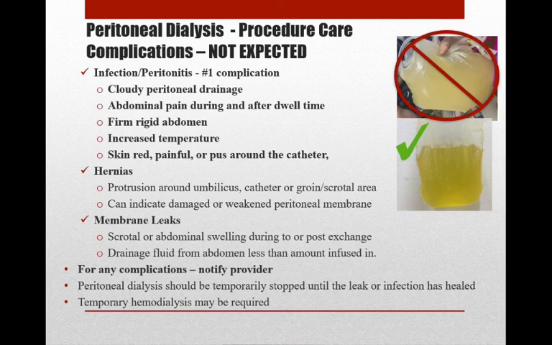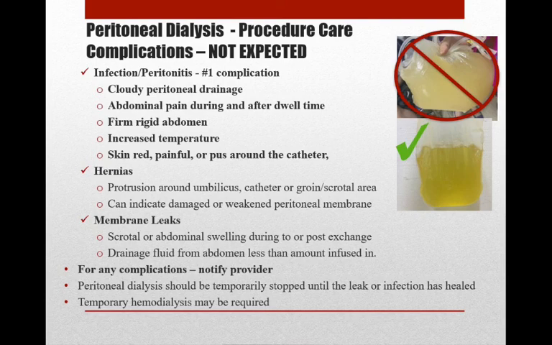So increased temperature, skin red, painful, pus around the catheter. Remember, clear whitish, yellowish mucus is okay, but pus is not. But the first sign that you're going to see is cloudy drainage or murky drainage. The picture up there in the top corner shows a bag with infection in it and a bag without infection in it.